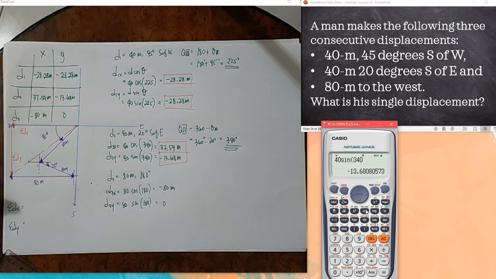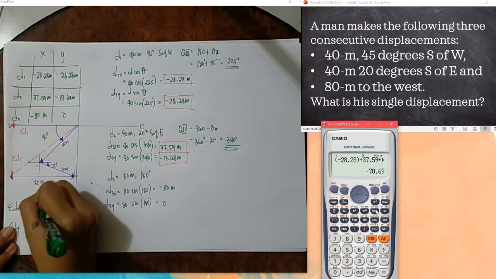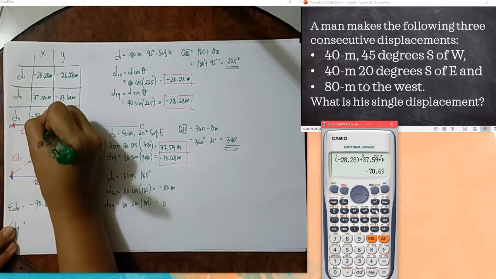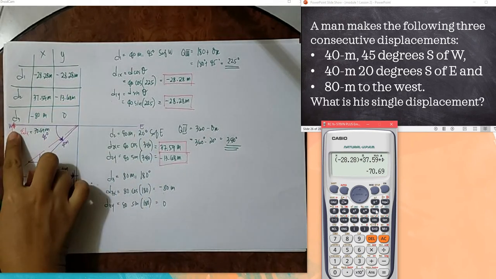Okay, let us solve for it. We have negative 28.28 plus 37.59 plus negative 80. That is negative 70.69. Negative 70.69 meters. Then here, 70.69 meters. It no longer has a negative sign because it now has an arrow.